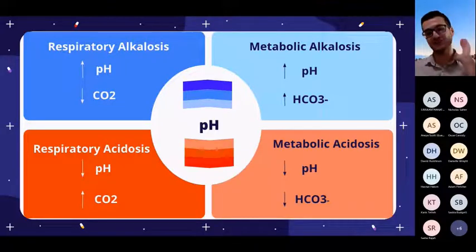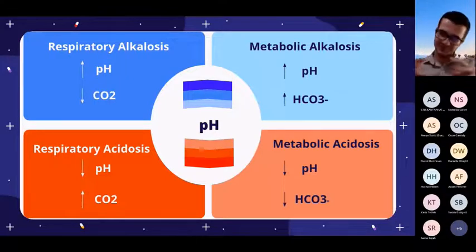If your pH is high and your CO2 is low, we know that that is the low CO2 causing a lack of acidity, a low acid situation. So the low CO2 is causing the high pH. So basically, if the pH and CO2 are in opposite directions, that is a respiratory acidosis or alkalosis.